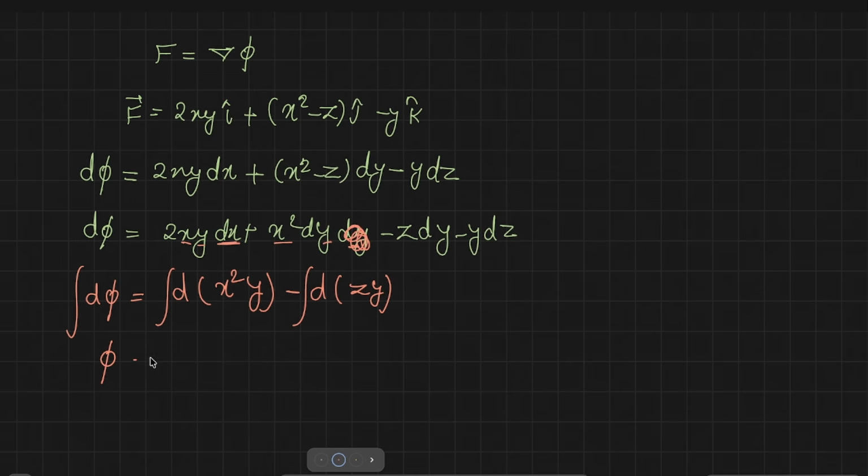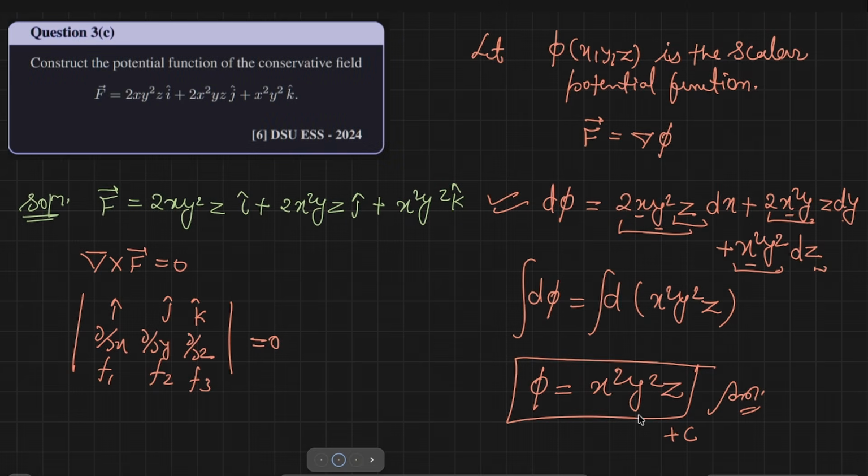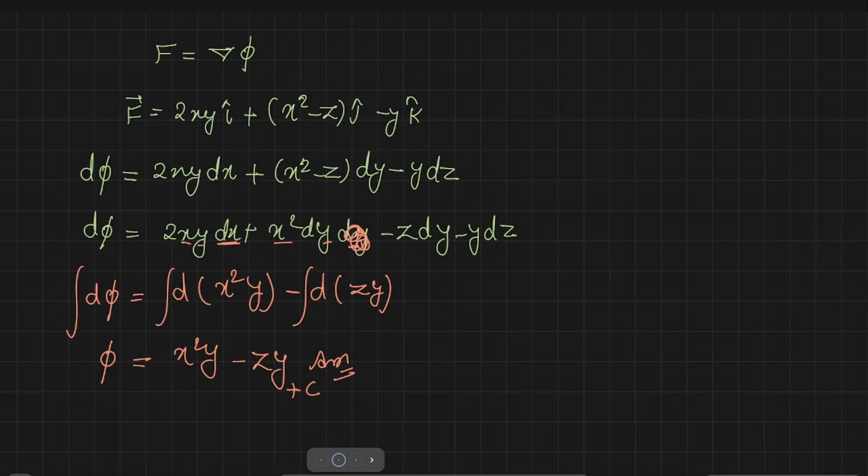This will be phi is equal to x square y minus zy. This is the scalar potential function of the vector function. In this manner, you can easily find the scalar potential, or you can write C here also. Here also you can write C. But it is satisfying this, so there is no need to write C. We can verify this.